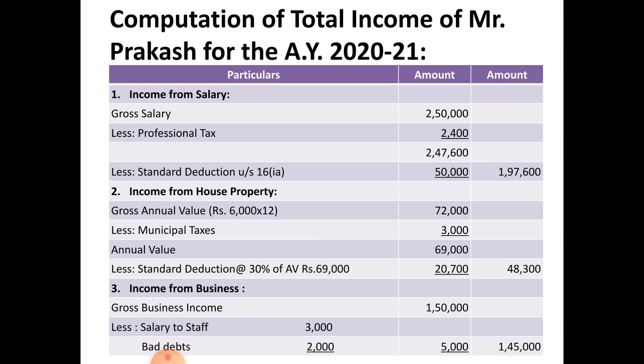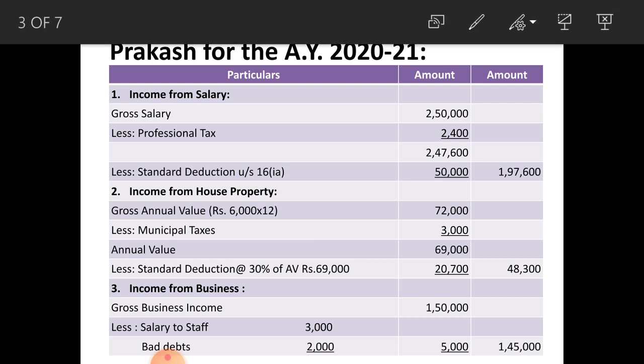First head of income is income from salary. Gross salary 2,50,000. As I explained earlier, you have to deduct professional tax 2,400. You get 2,47,600. From that, you have to deduct standard deduction under section 16 subsection (ia), 50,000. When you deduct this, you get income from salary as 1,97,600 rupees.